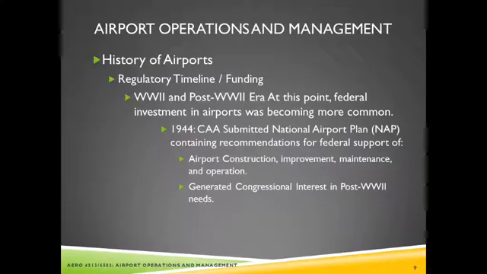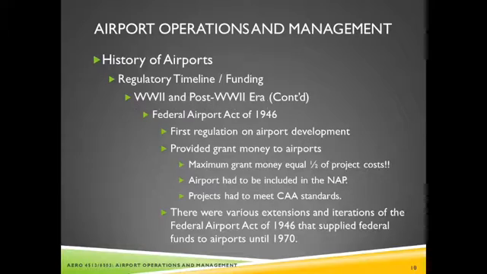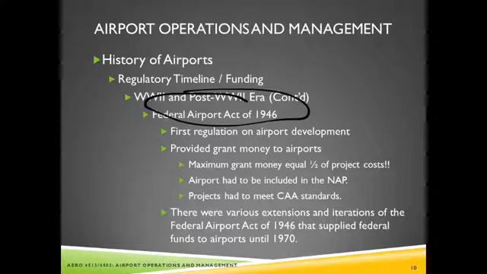So at that time, after the war, Congress, recognizing the need for airport development and the benefit that it had on the national economy, submitted a national airport plan recommending investment in airports, or recommending support of airports. And as a result of that national airport plan, the Federal Airport Act of 1946 provided, through a federal aid to airports program, grant money for airport projects. So grant money started coming in again for airport projects.